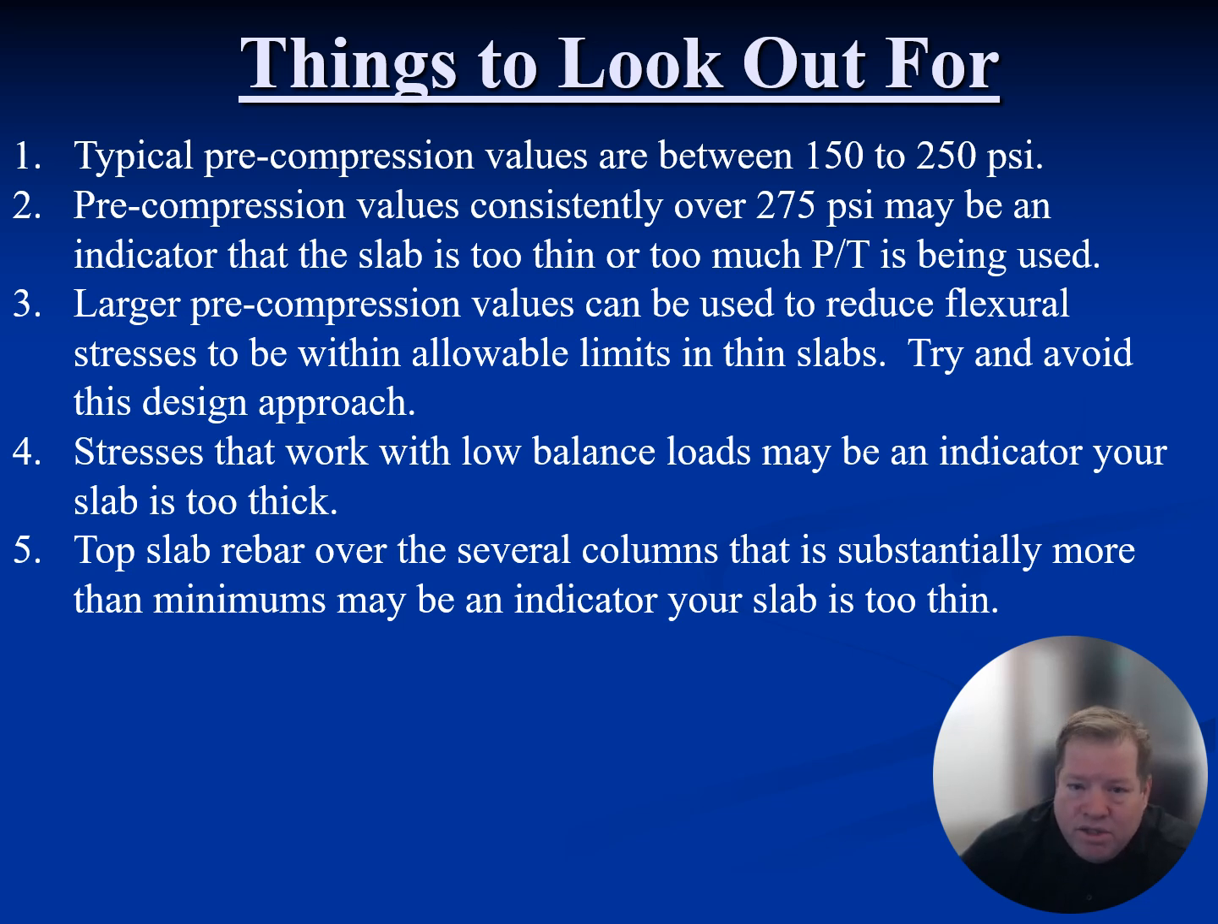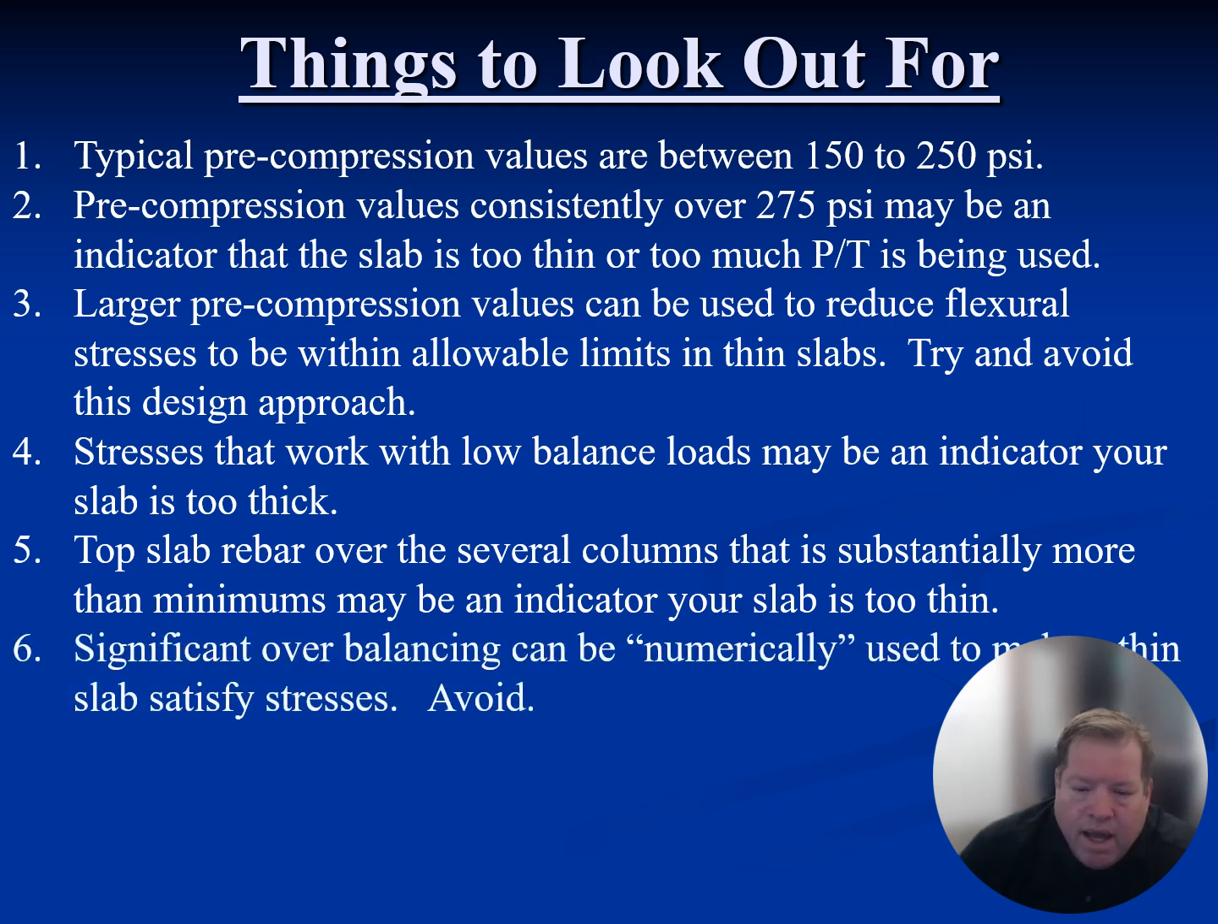In my experience, the vast majority of the slab rebar over the columns is covered by the code minimum. And if you have 50% of your columns with a lot more than the minimums, I'm guessing that you have a lot of pre-compression or overbalancing because your slab is too thin. Similar to high pre-compression forces, significant overbalancing can be a numerical way to make a thin slab work. Again, you're pushing up with some loading that, from the calculation standpoint, subtracts from the dead and the live load.